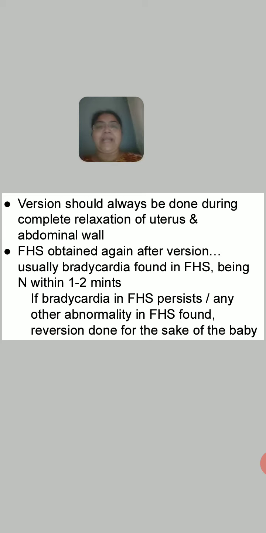If you find that bradycardia in FHS persists, or any other abnormality in the FHS is found, then reversion should be done. If bradycardia continues, this means that the fetus is not comfortable with the new presentation. So you have to go for the reversion. From the vertex, it is made the original breech presentation again, even though it is a malpresentation, because the fetus is more comfortable with it. This is what continuous bradycardia indicates, right? So reversion should be done for the sake of the fetus.